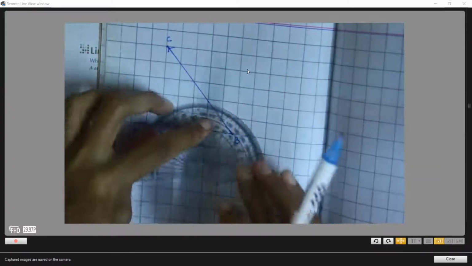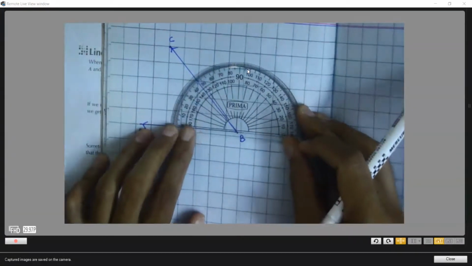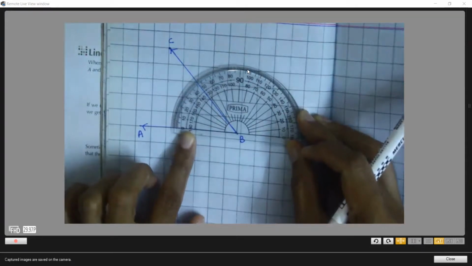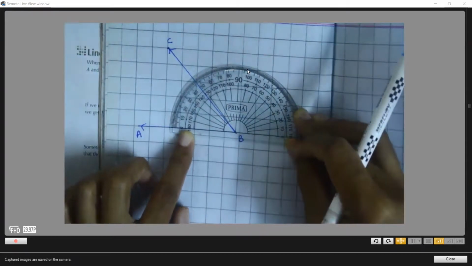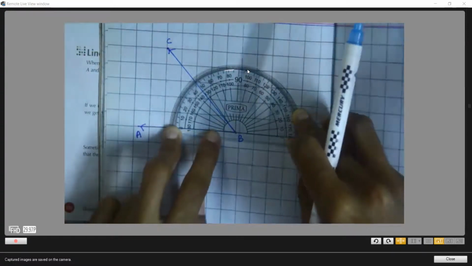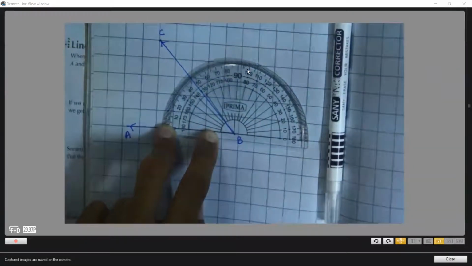Now I'm going to do it the easy way, the straightforward way. So again, I will make sure the vertex of the angle sits on that point of intersection, and line AB sits on exactly 0. And then let's read this. It's 137.